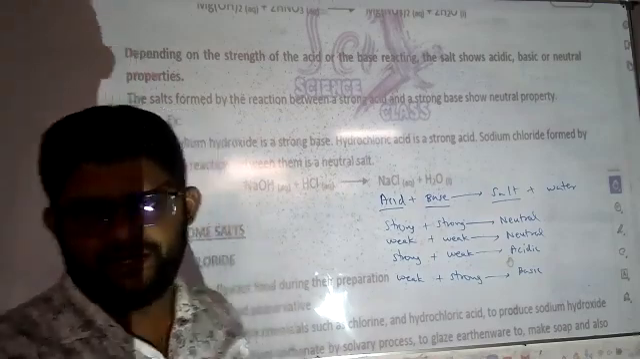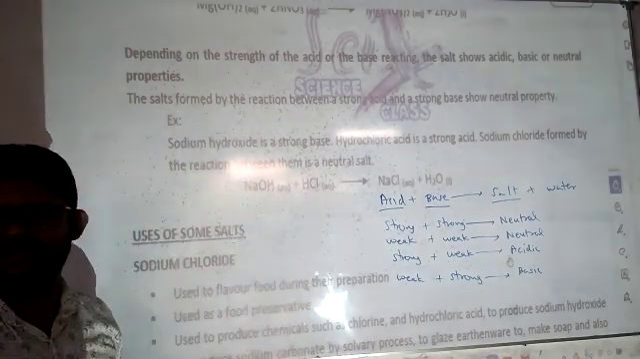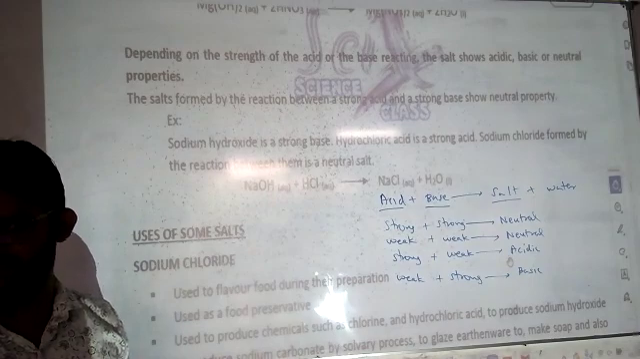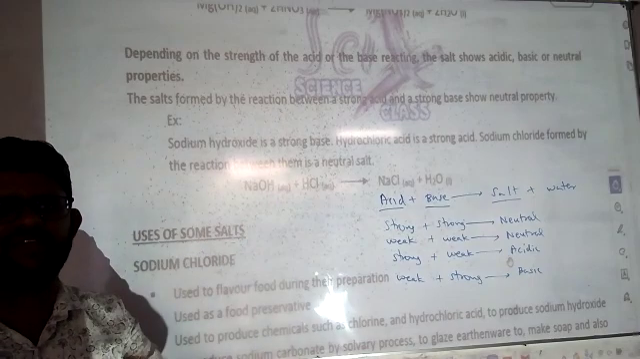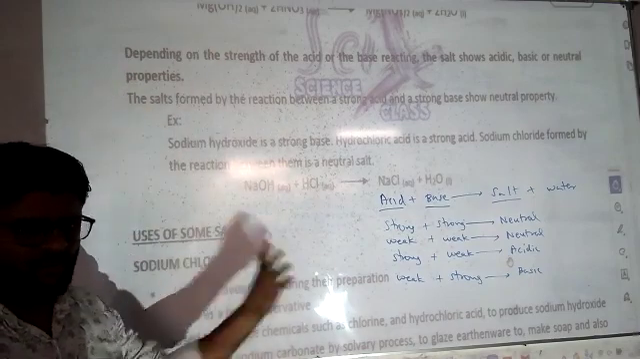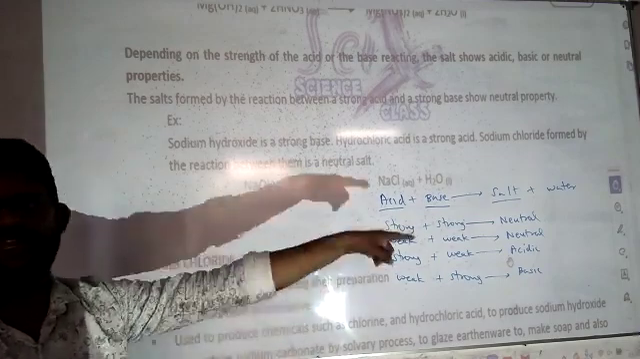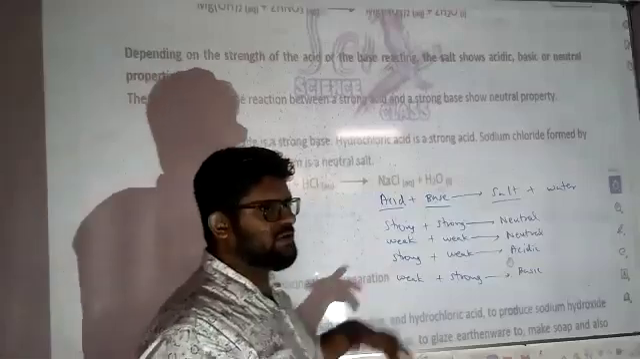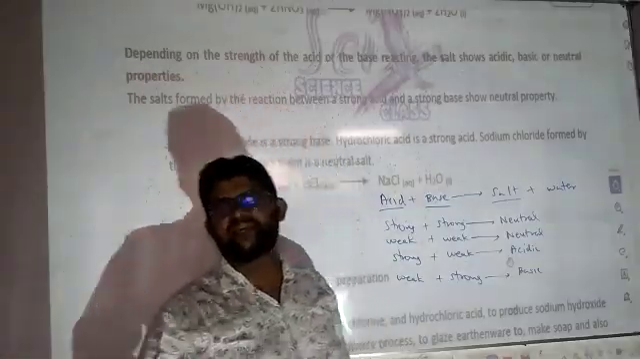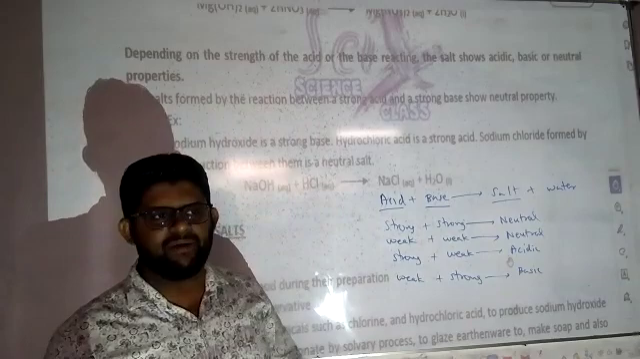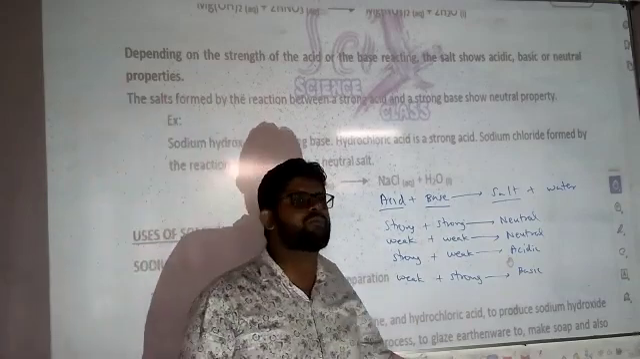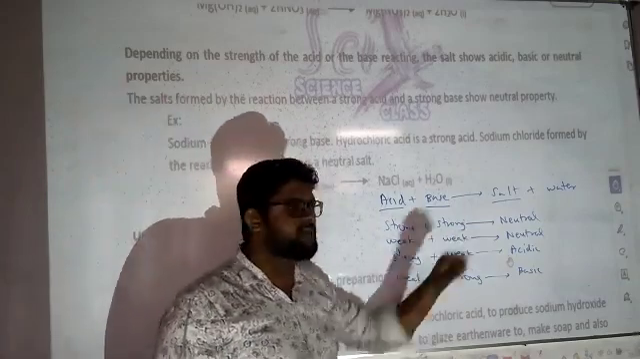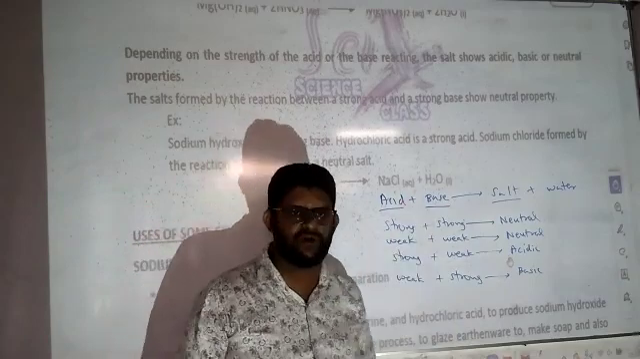So how do you take the examples? You already know the strong acids, strong bases, weak acids, and weak bases. What is formed will be determined by the examples that are combining. For example, sodium hydroxide is a strong base and HCl is a strong acid. When they combine, sodium chloride forms. Sodium chloride will be neutral because both the acid and base are strong.